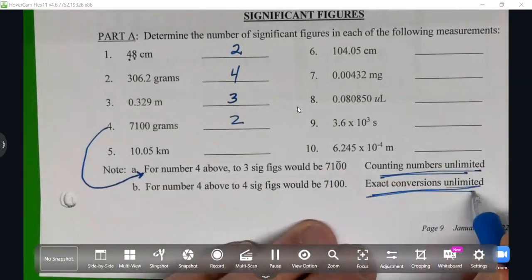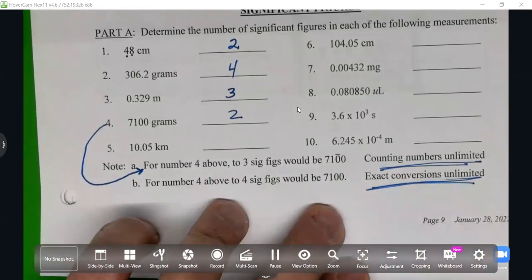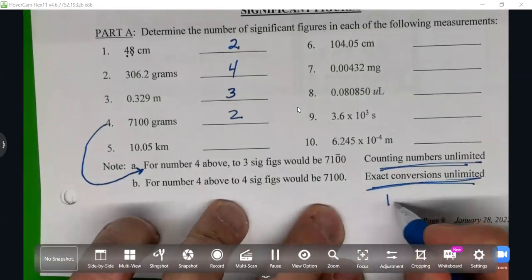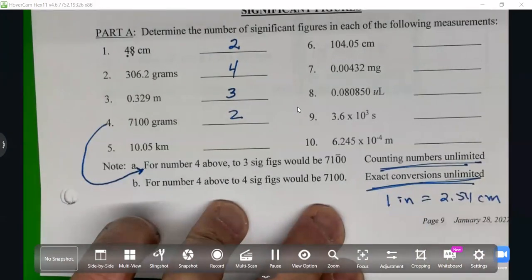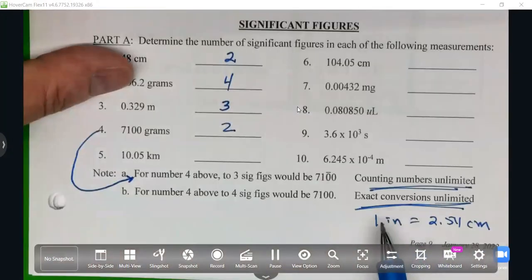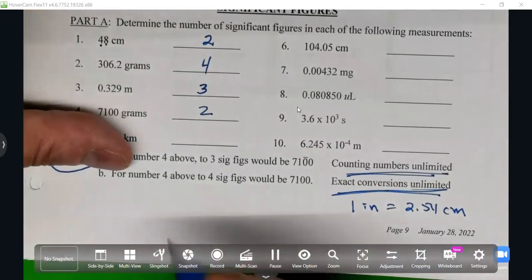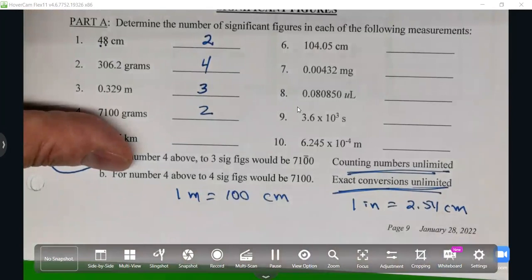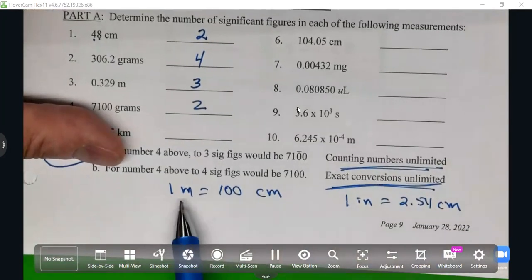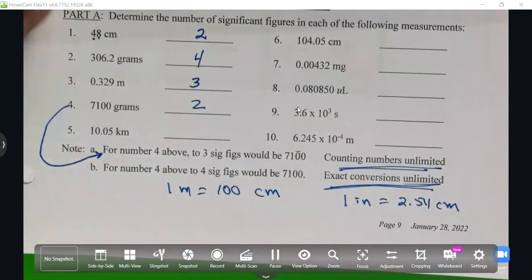Exact conversions are unlimited as well. The one biggie, again, is 1 inch is equal to 2.54 centimeters. That's a weird one. That's an exact conversion. Or if you said 1 meter is equal to 100 centimeters, right? That's 1.0000 meters equals 100.0000 centimeters.